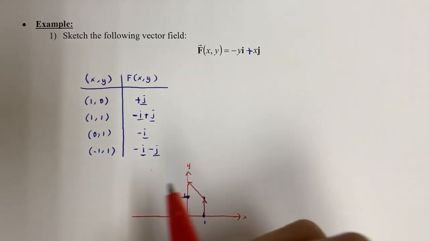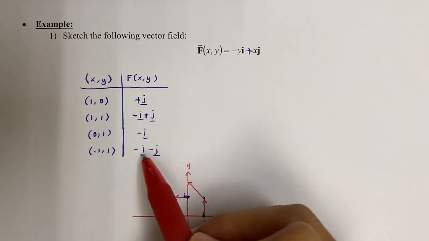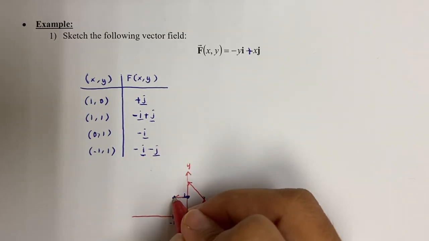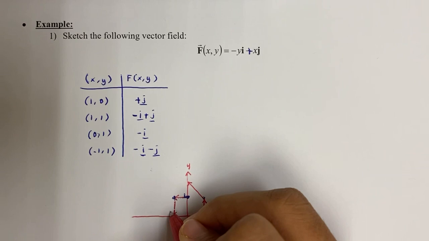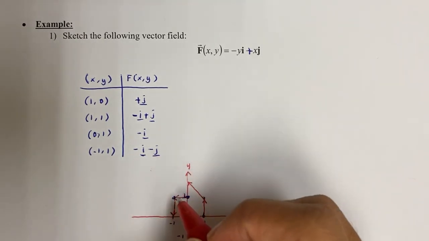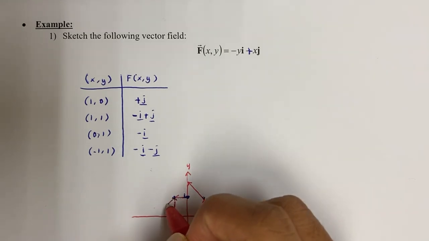Okay. And last, you have (minus 1, 1). So you have minus to the left, and then you need to go down by 1. So from here, you have this direction. You move to this, minus 1 to the left, and then you have this one.